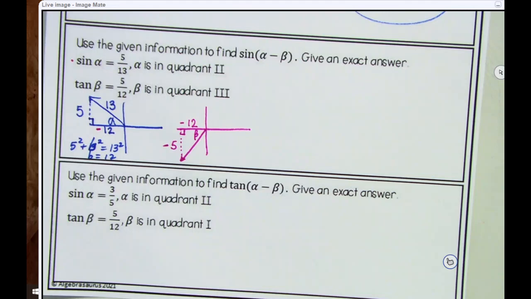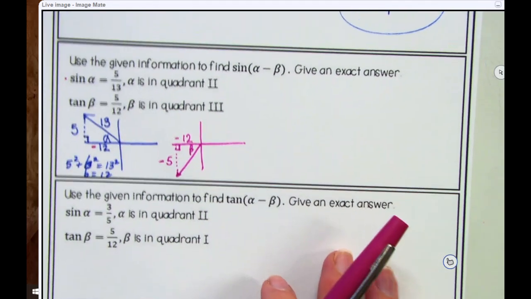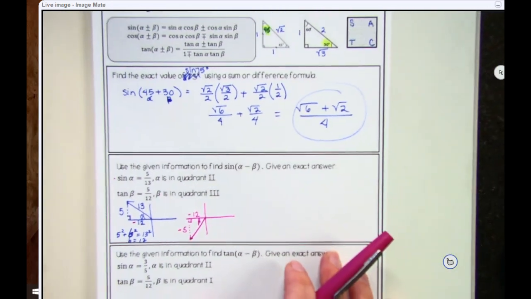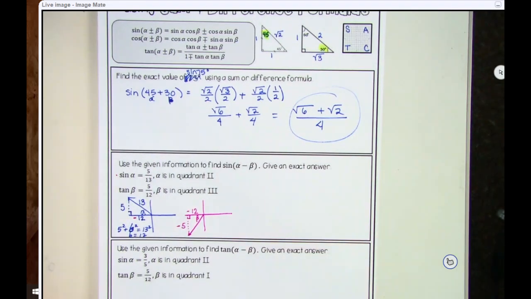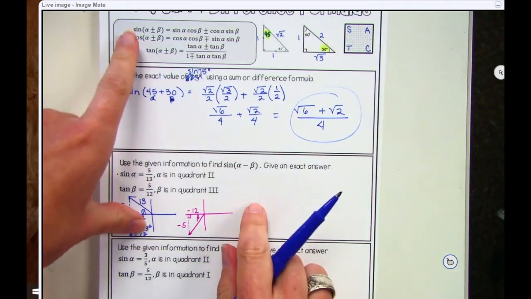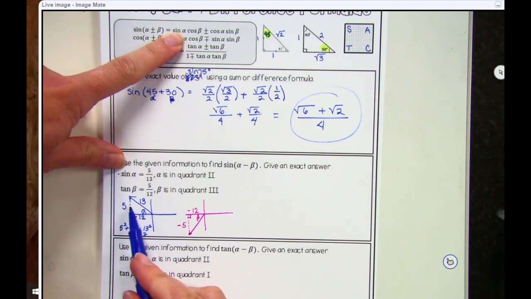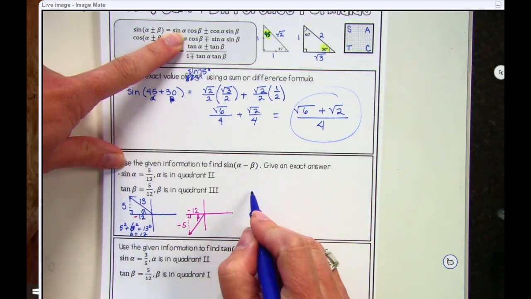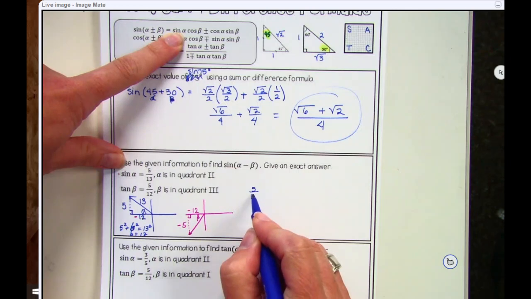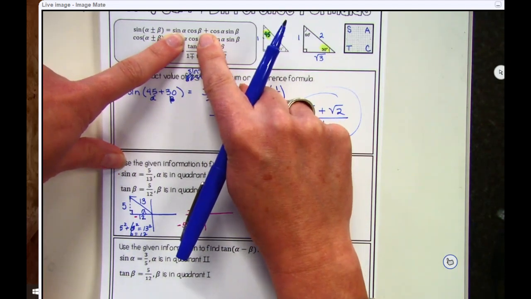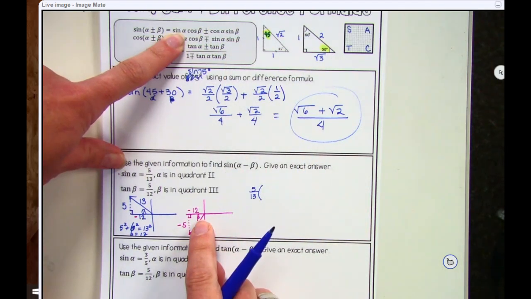All right, so now we're supposed to do sine of alpha minus beta. All right, so I'm coming up here so I can see that formula. 13's alpha. All right, so sine of A minus B. So it says sine of alpha. Sine of alpha, opposite over hypotenuse, 5/13. Then it says times the cosine of beta. So I come down to beta.